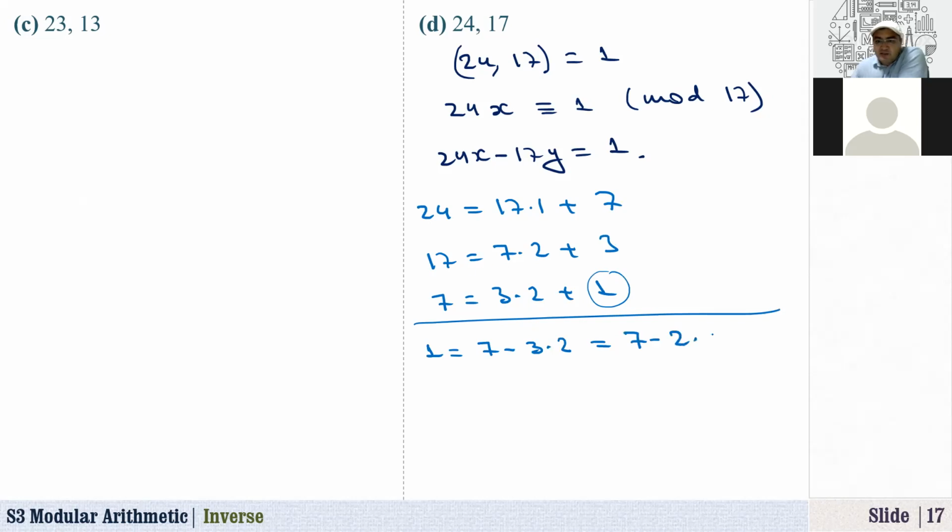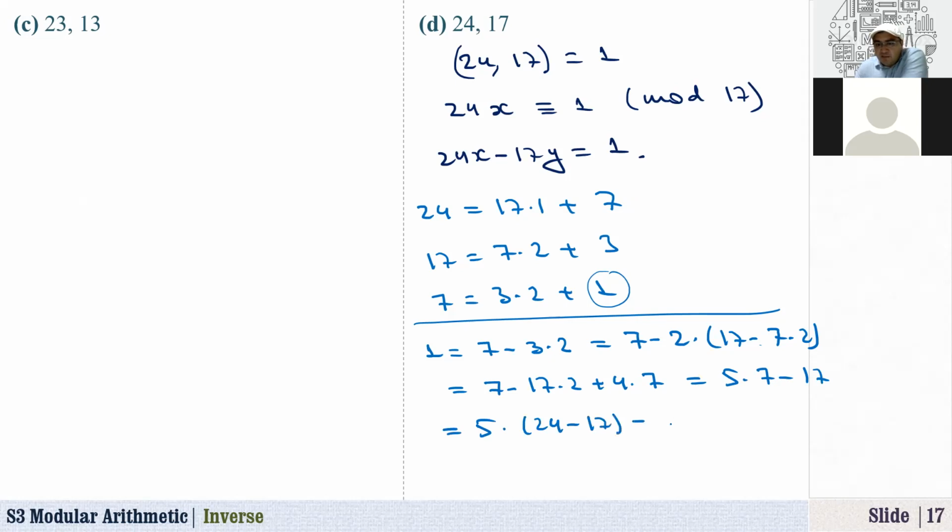What is 3? 3 is 17 minus 7 times 2. So 1 equals 7 minus 2 times (17 minus 7 times 2). If you simplify this, here we have 7 minus 2 times 17 plus 4 times 7. So there's 5 times 7 minus 2 times 17. Now 7, I can express in terms of 24 minus 17. 7 is 24 minus 17. And here we have 24 times 5 minus 17 times 7.